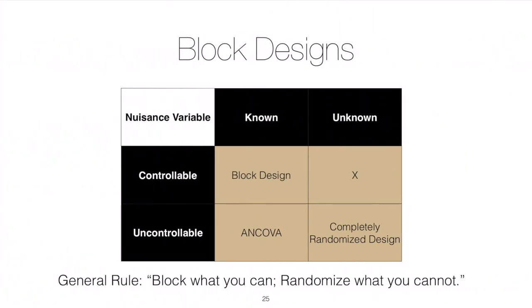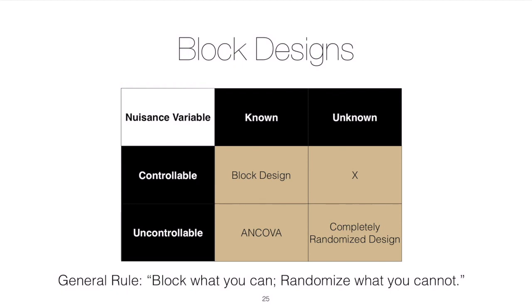So the following table can help us decide when it's prudent to block. And blocking occurs with respect to nuisance variables. And nuisance variables are variables that might have an effect on the response, but aren't of primary interest. And so we'll see nuisance variables can either be known or unknown, and then controllable or uncontrollable.